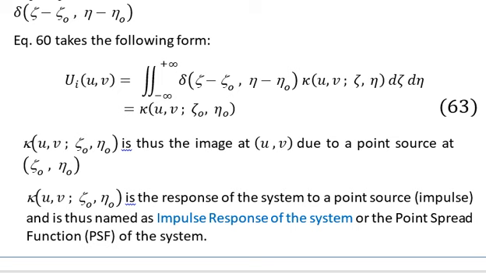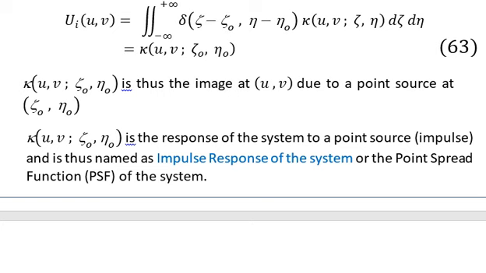So kappa of u comma v semicolon zeta naught and eta naught is thus the image at the uv plane due to the point source located at zeta naught and eta naught. It is the response of the system to a point source, that is the impulse, and is thus named the impulse response of the system or the point spread function of the system. So remember that the impulse response or the point spread function is actually the image of the imaging system due to a point source located at the object plane.